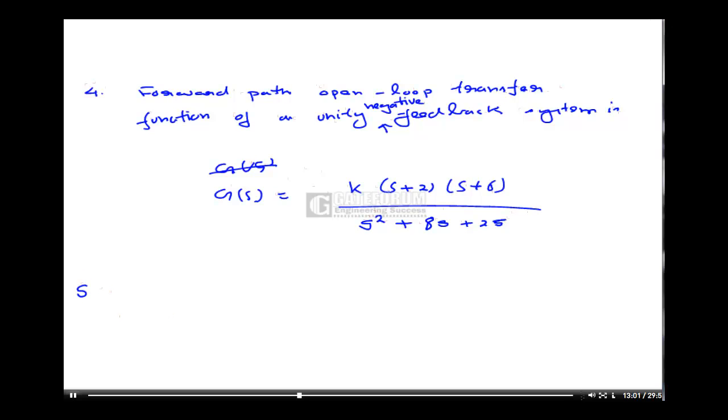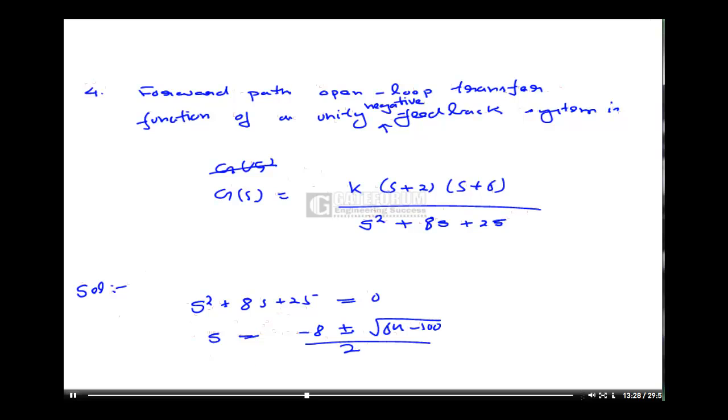Solution. First, S square plus 8S plus 25 equal to 0. If I solve this, I will get S equal to minus 8 plus minus the root of 64 minus 100, upon 2. So minus 4 plus minus 3j. These are the poles of the open loop system. The zeros are minus 2 and minus 6.